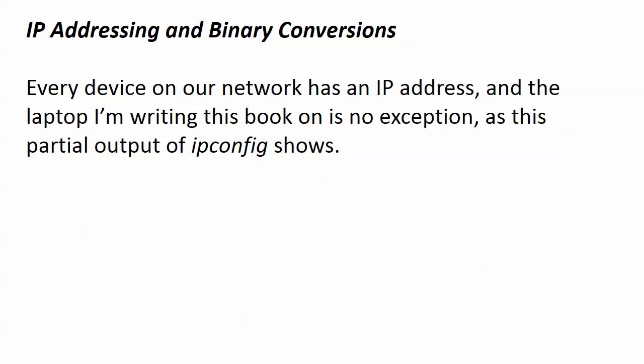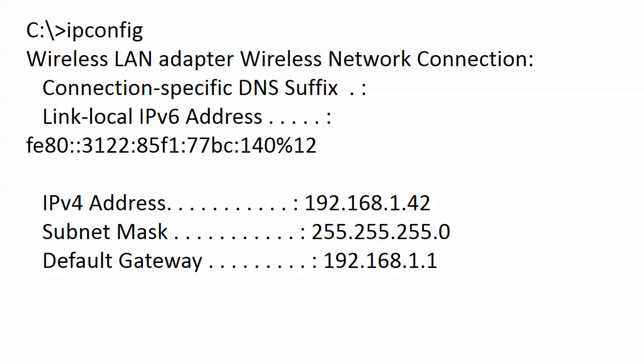First, we're going to tackle these IP addresses and binary conversions, because every device on our network is going to have an IP address. And the laptop I'm recording this on is no exception, just as this partial output of ipconfig shows. And ipconfig, of course, is a PC command. It's a Microsoft command, not a Cisco command. But you can see we've got something there called a link local IP version 6 address.